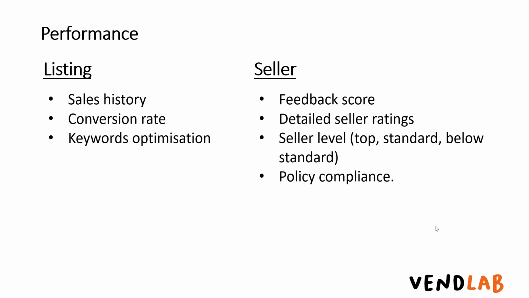It also looks at the conversion rate, which is the number of times an item is bought divided by the number of times it is viewed. It will also look at the keywords which are used in the listing. For the seller, it will look at the feedback score, the detailed seller ratings and the policy compliance. These things all feed into the seller level, which is either top, standard or below standard. To perform well in Best Match, it is important to maintain your top rated seller level.